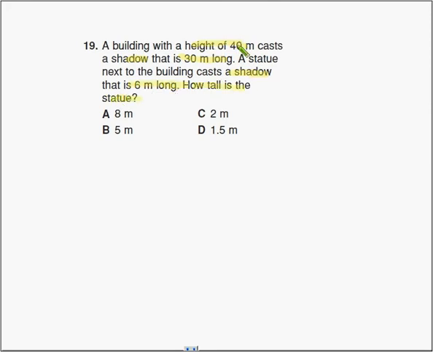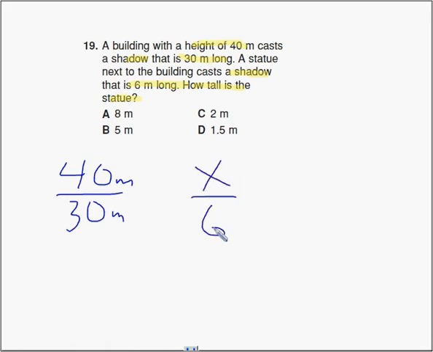So a 40-meter building casts a 30-meter shadow. The shadow's going to be on the bottom. That's 30 meters. So what do we know about the other building? It casts a shadow. It's 6 meters long. So we don't know the height. What's the height? Shadow's on the bottom, 6 meters.